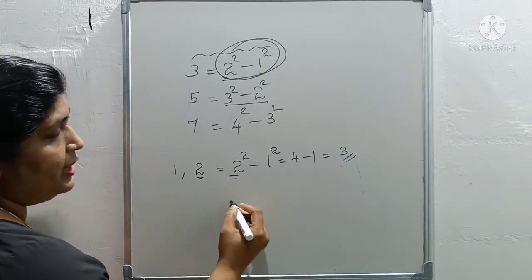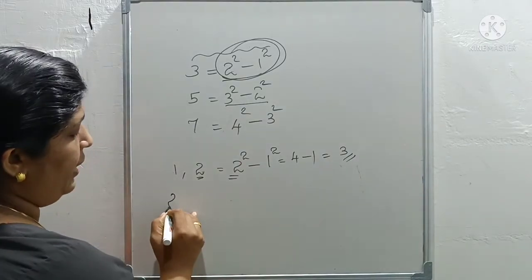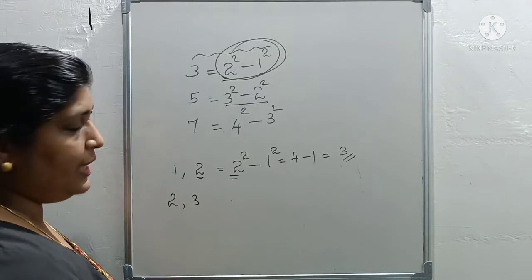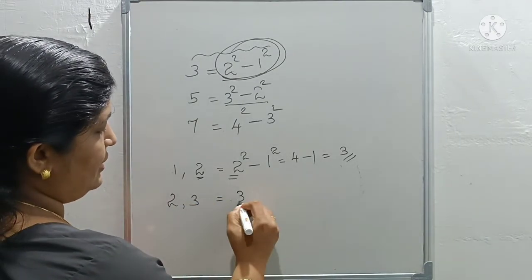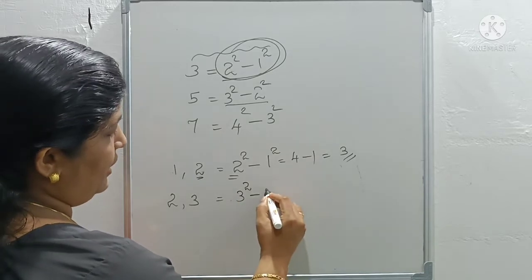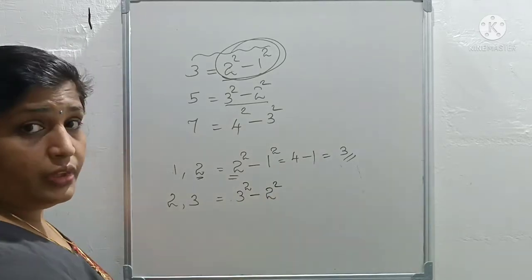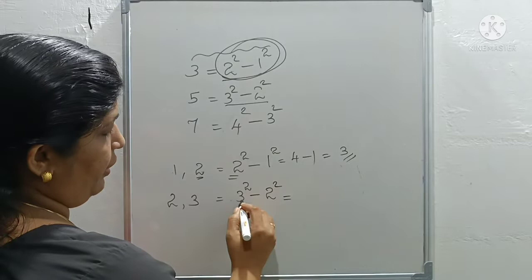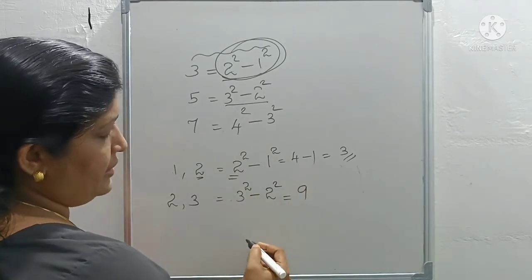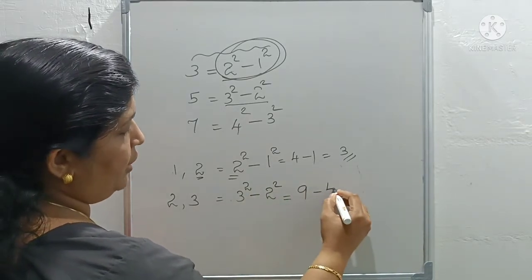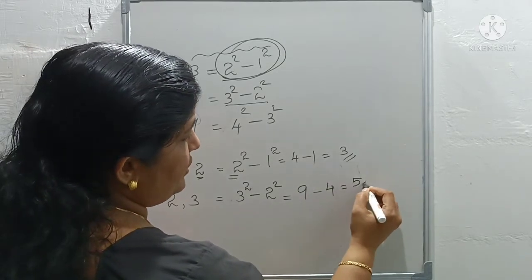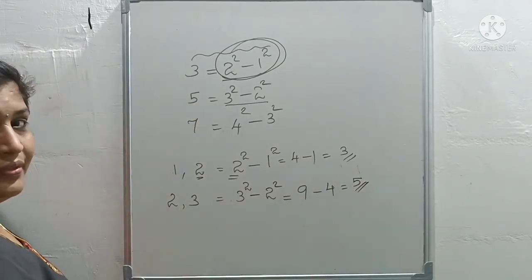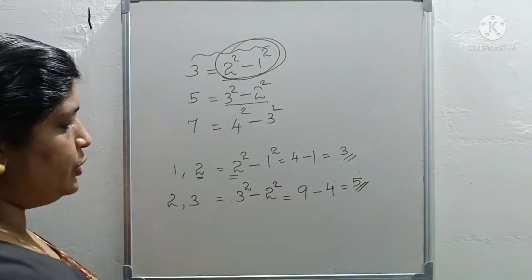Which are they? 2 and 3 are the next two natural numbers. And what about the difference of their squares? That is 3 squared minus 2 squared. 3 squared is 9 and 2 squared is 4. Then 9 minus 4 is equal to 5. So that is equal to 5.